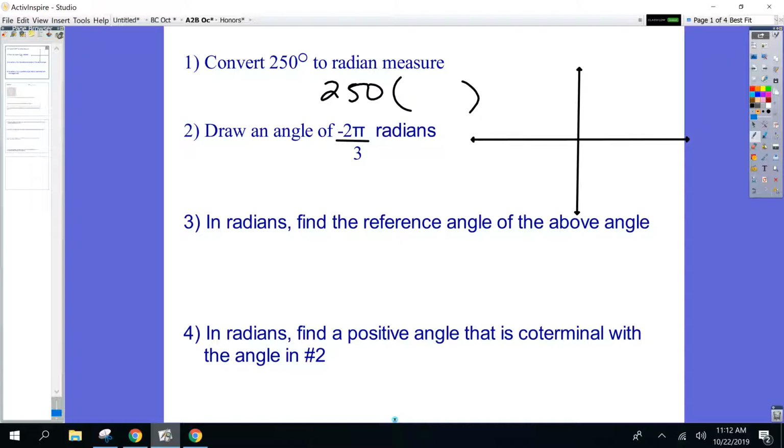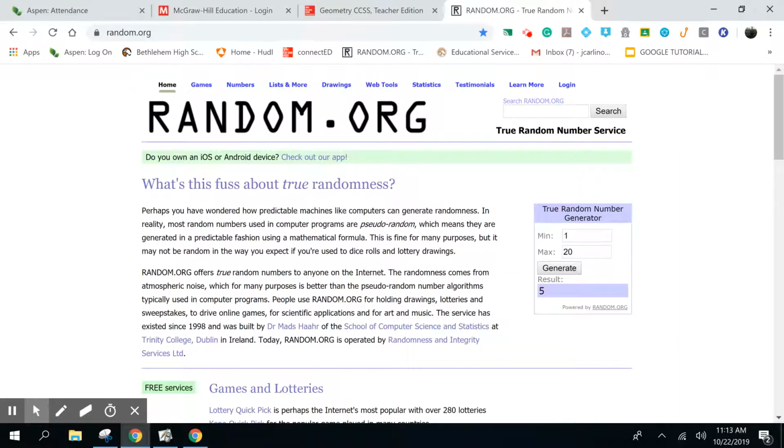The original numbers. Pi over 180. I do not want you to multiply all this in your calculator because that will give you your sloppy decimal. Instead, I want you to keep pi in your answer and just do 250 divided by 180 and give me that back as a fraction.